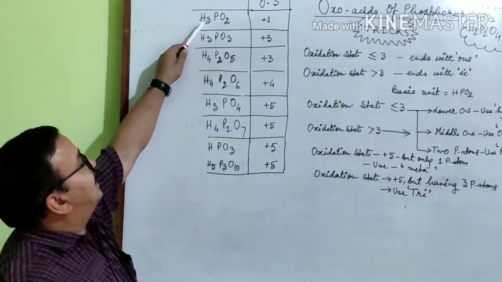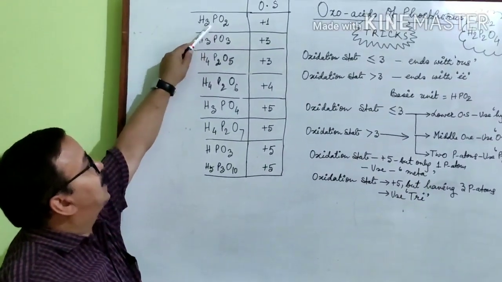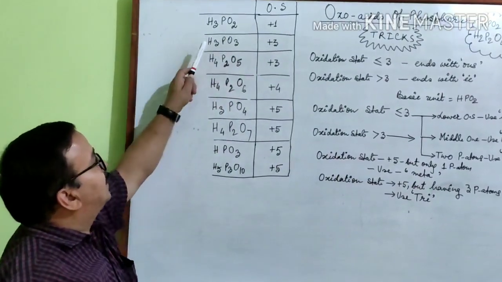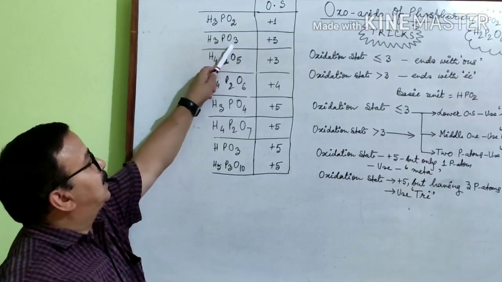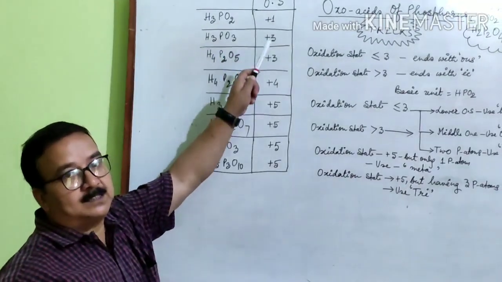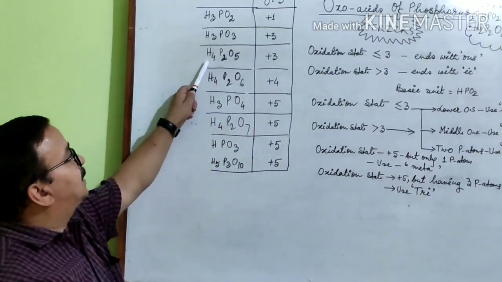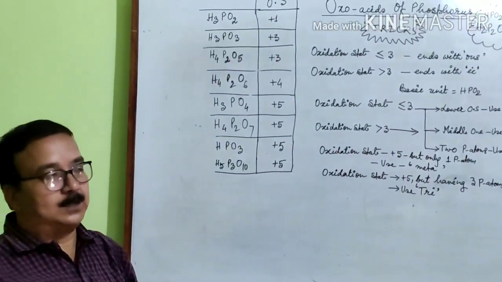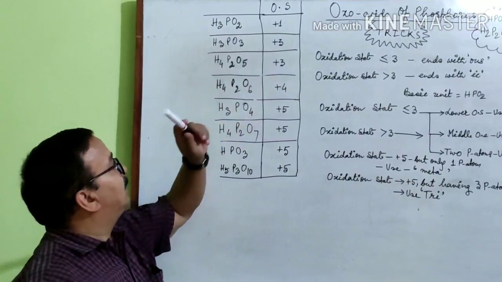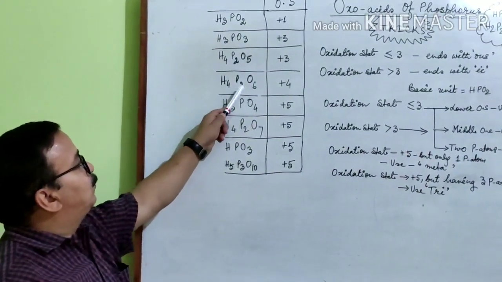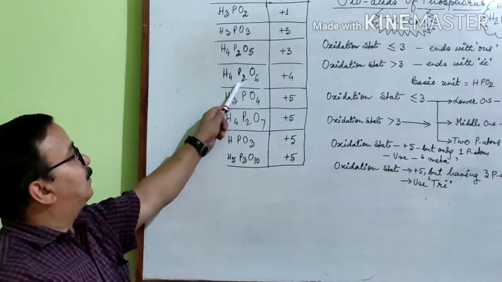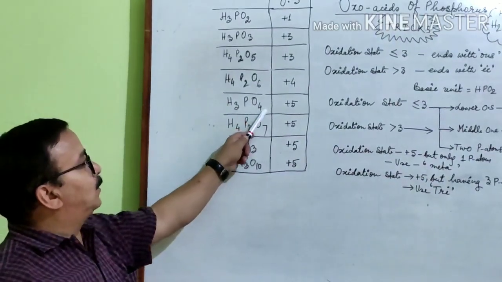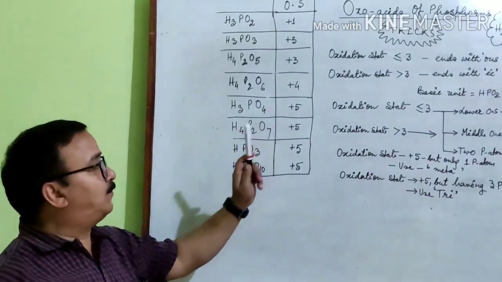First one is H3PO2. Here the oxidation state of phosphorus is +1. Second one is H3PO3. Oxidation state is +3. Third one is H4P2O5. Oxidation state of phosphorus is +3. H4P2O6, oxidation state of phosphorus is +4. H3PO4, oxidation state is +5.